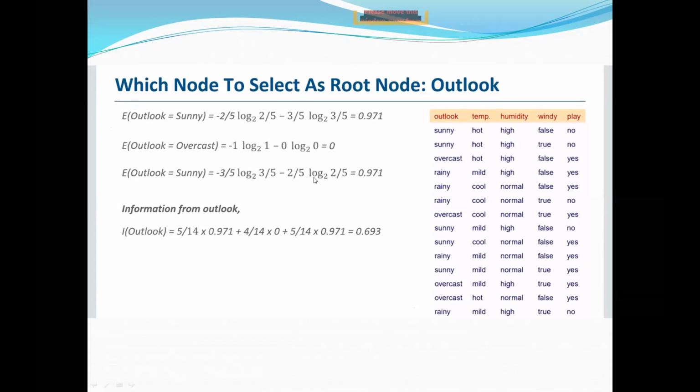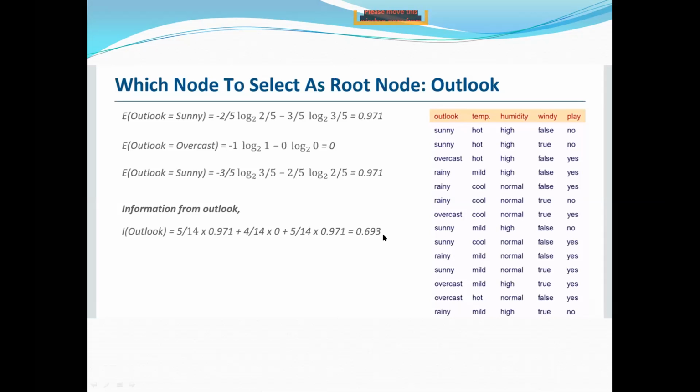Am I right? Yeah. Under the Outlook we have 3 different classes, so we add all the information to get the total information. Okay, so it gives the value 0.693.